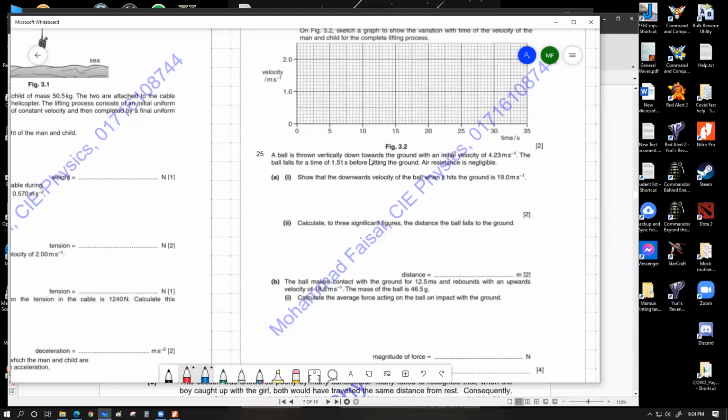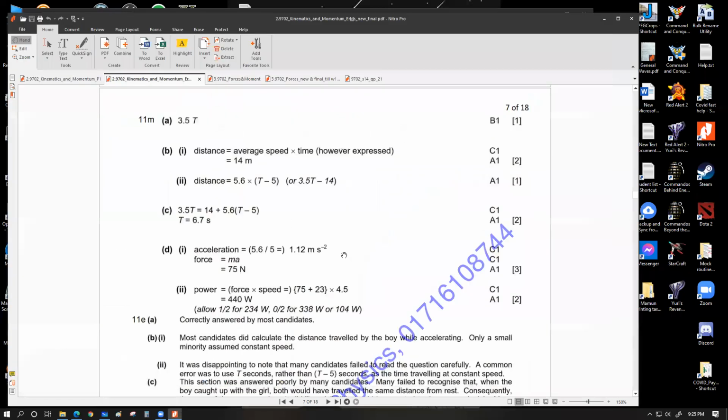A ball is thrown vertically down towards the ground with initial velocity of 4.23 meters per second. The ball falls for a time of 1.51 seconds before hitting the ground. Air resistance is negligible, so that the downward velocity of the ball when it hits the ground is 19.0 meters per second. Okay. এখানে মার্ক স্কিমে ঝামেলা আছে। Let's have a look.